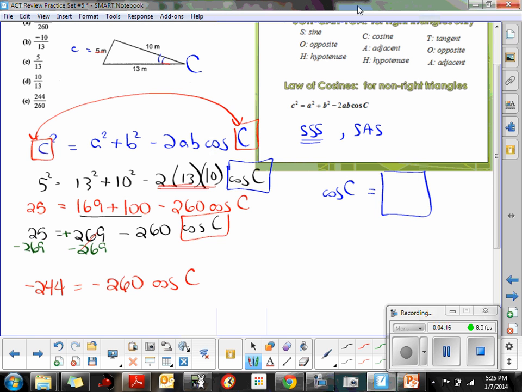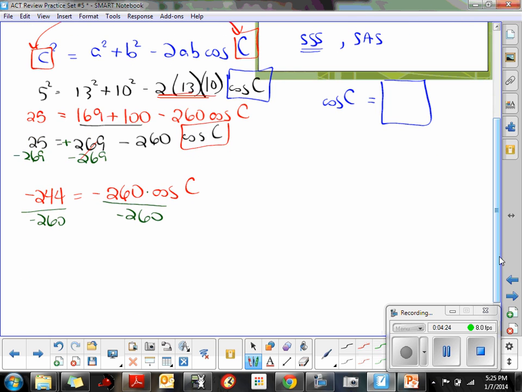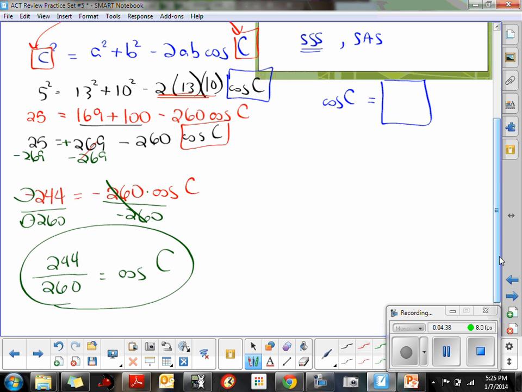To get rid of multiplying by negative 260, we're going to divide both sides by negative 260. Those will reduce. Negative divided by negative, we just reduce that, make it a positive. So it's 244 over 260 equals the cosine of C. Now that's my preliminary answer. I'm going to see if they force us to put it in lowest terms.